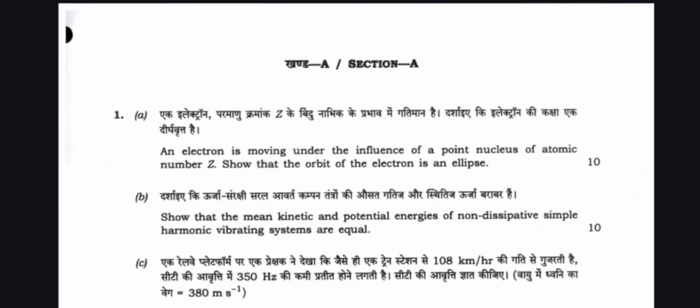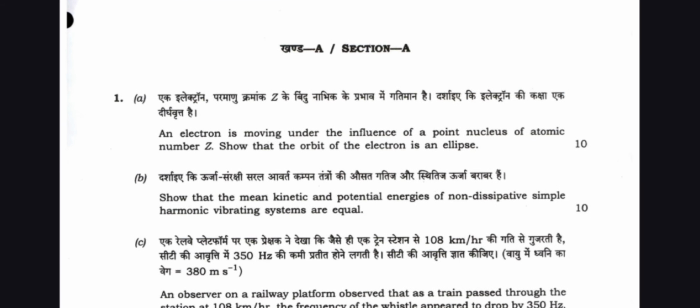So the first section is here. An electron is moving under the influence of a point nucleus of atomic number Z, so that the orbit of the electron is an ellipse. And question number B is here. Show that the mean of kinetic and potential energy of a non-dissipative simple harmonic vibrating system are equal.